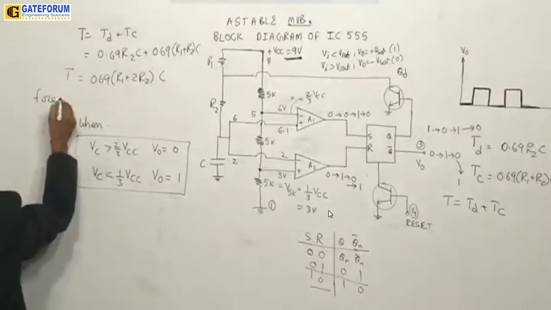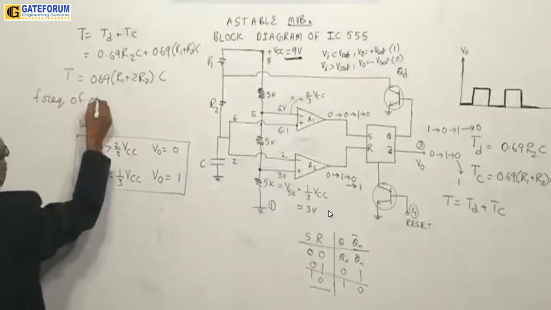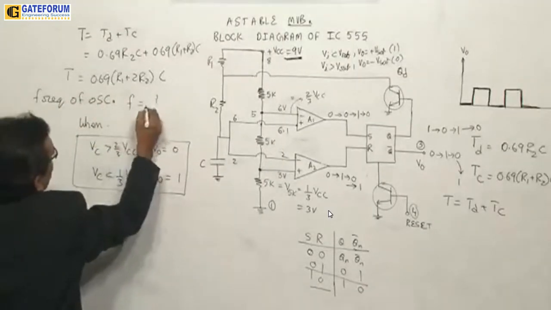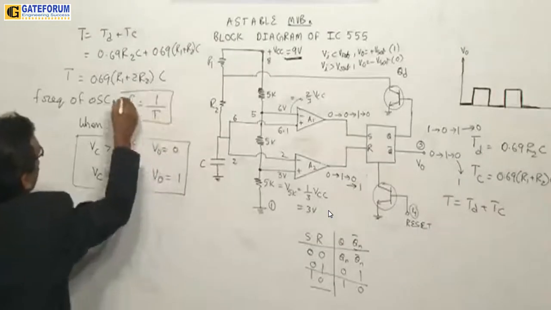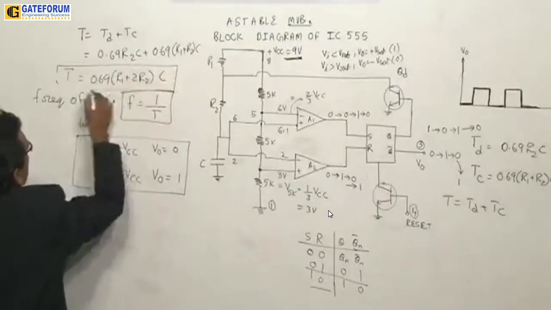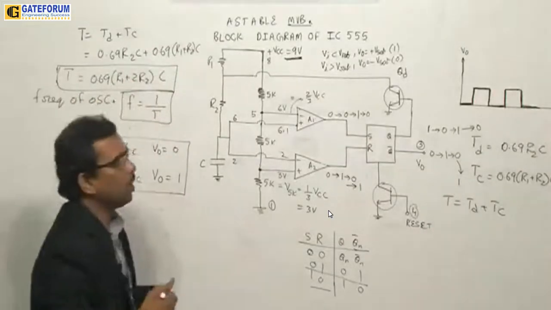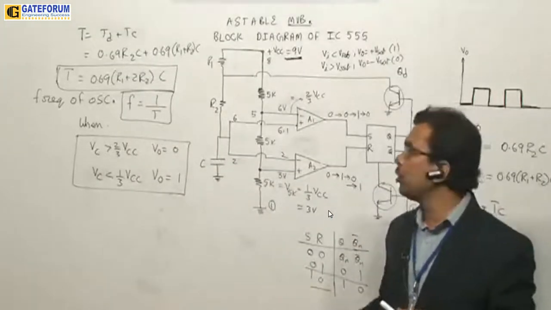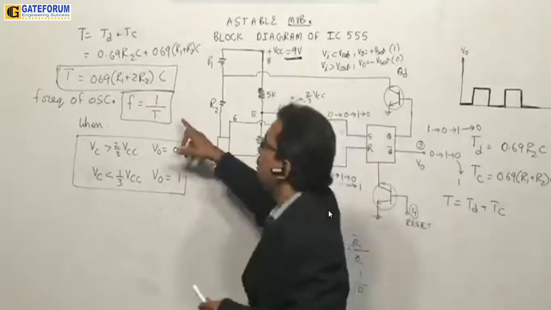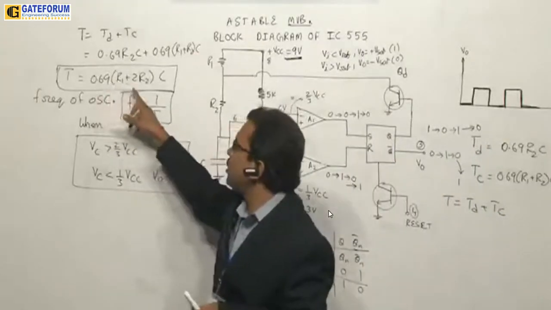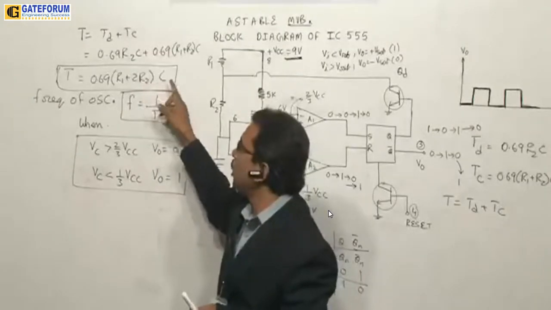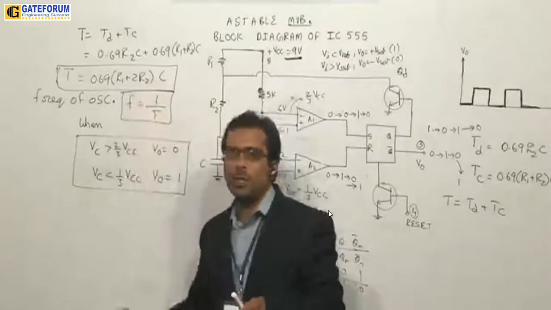And the frequency of oscillations, because it is an astable multivibrator, frequency f is equal to 1 by T. So this is the formula for the time period of the pulse as well as the frequency of oscillations. You will get questions on this topic based on these points: T is equal to 0.69 (R1 plus 2R2)C, based on the values of these adjustments.